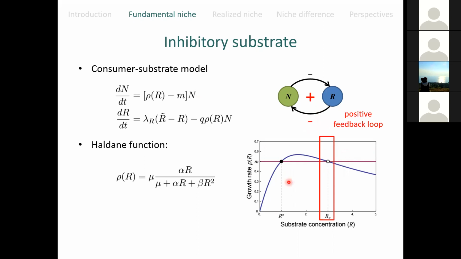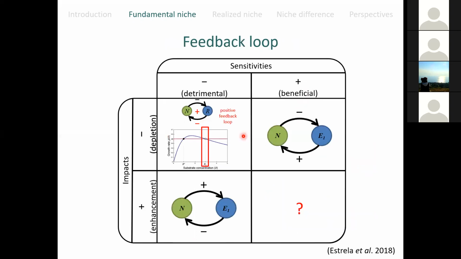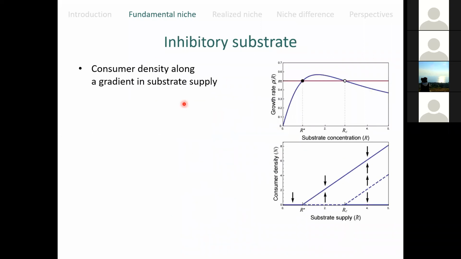So this is not a resource in this example. It is something that is detrimental to your growth when it increases. And so this leads to this positive interaction, okay? So what's the consequence of this RC here for the niche of my consumer?